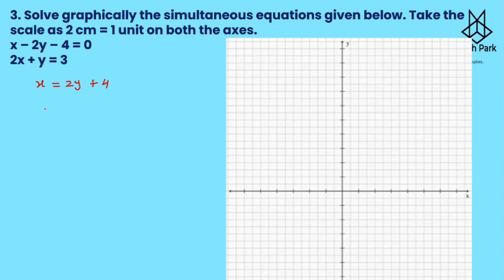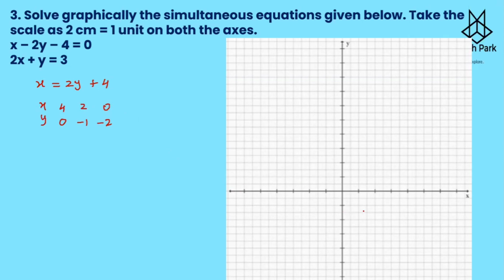Let us take the coordinates for this. So x and y. If you put y is equal to 0, 0 times 2, you get x is equal to 4. If we put y is equal to minus 1, minus 1 times 2 is minus 2 plus 4, you get x is equal to 2. If you put y is equal to minus 2, minus 2 times 2 is minus 4 plus 4, you get 0. So you got the points.